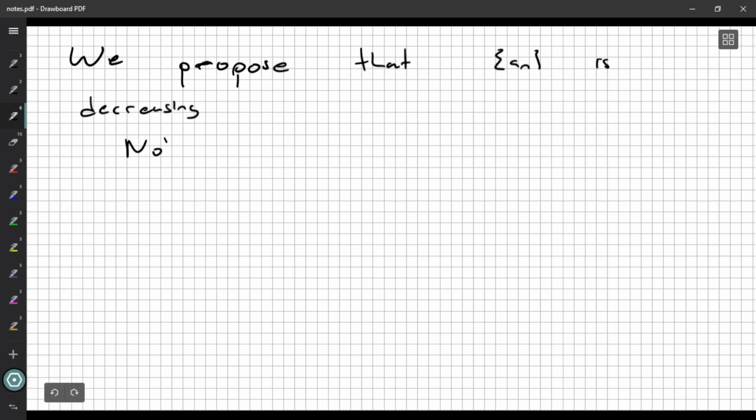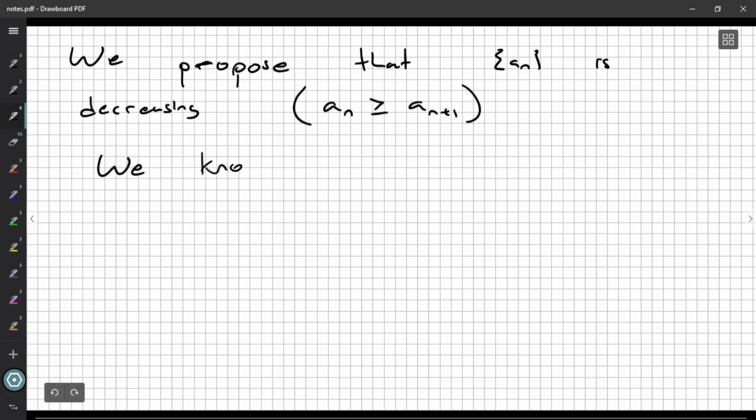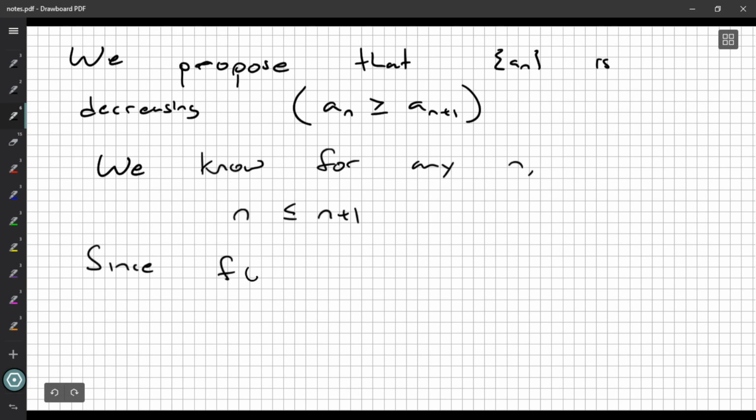So here's what I'm going to do. What do I want to show? I want to show that the next term, a_{n+1}, is less than or equal to, but we know it will be less than, the current term, a_n. How do we actually establish an inequality like that? Well, we know for any n that n is less than or equal to n plus 1. Now, since 2 to the x is an increasing function, we can see that 2 to the n is less than or equal to 2 to the n plus 1.